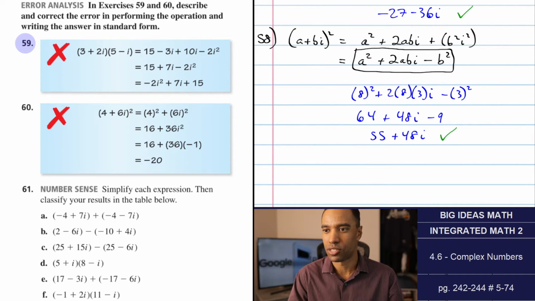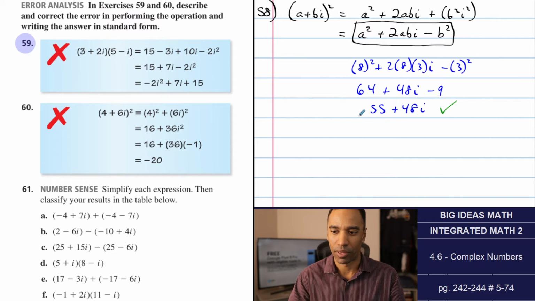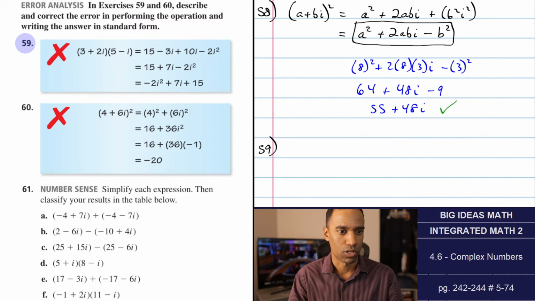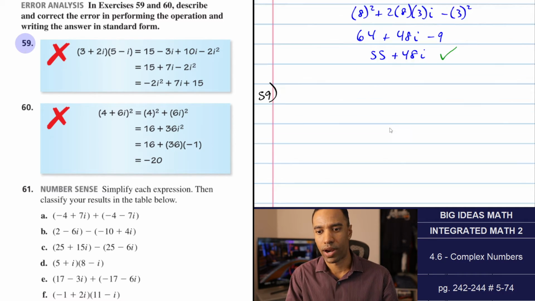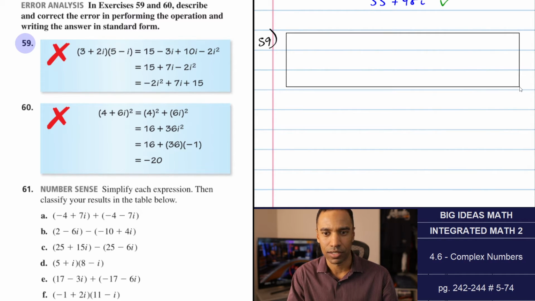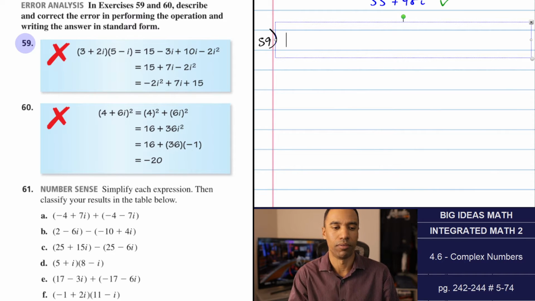Okay, error analysis. This came a lot deeper than normal. Maybe they really had you practice different kinds of problems before getting here, but let's take a look. In exercises 59 and 60, describe and correct the error in writing the answer in standard form. In this first one, I see an error, but let's check the math. 3 times 5 is good, and good, and good, and good. They combine like terms properly. Now, here's where their mistake comes into play, and then we'll correct it. We'll go off the step before the end.